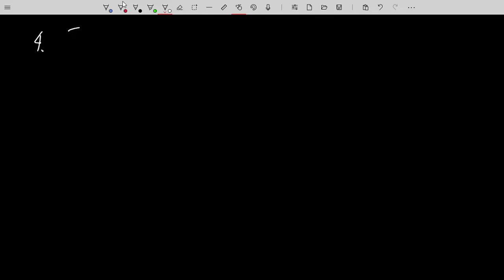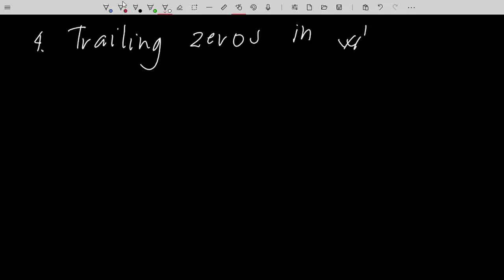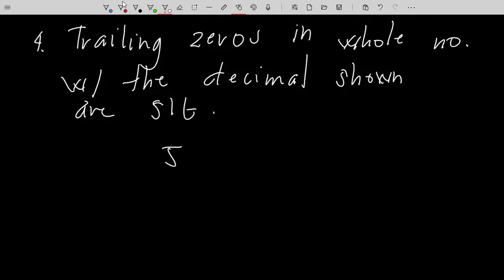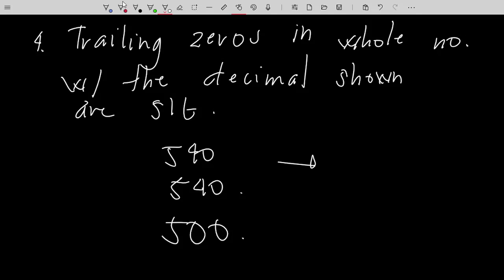The fourth rule is that trailing zeros in a whole number with the decimal shown are significant. Now let's have a set of examples. We have your 540 without a decimal point, and 500 with a decimal point. Now let's identify all the significant figures here.